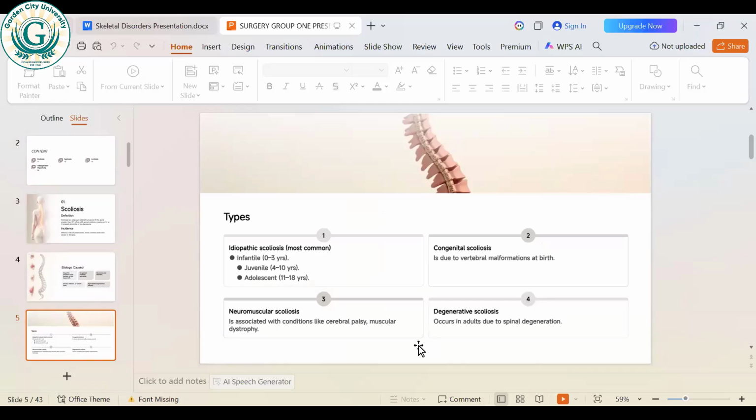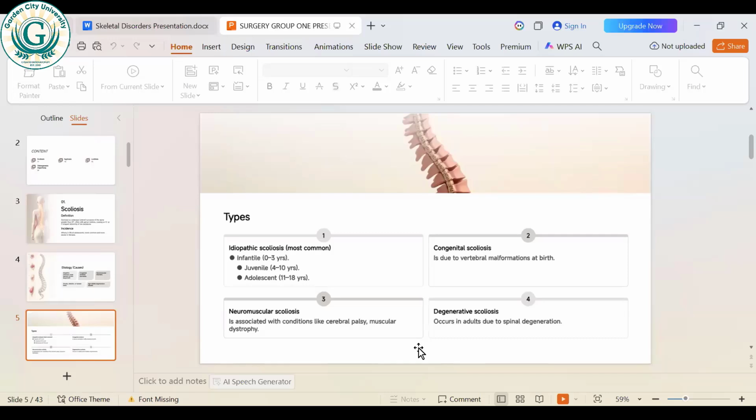Idiopathic, we don't know the cause. So one of the types of scoliosis is idiopathic scoliosis. That means we don't know what is causing it. Mostly it is common in infants, those between 0 to 3 years. And then the juvenile or the juniors, that is 4 to 10 years. And then adolescent, 11 to 18 years. We can also have congenital, as I was saying.